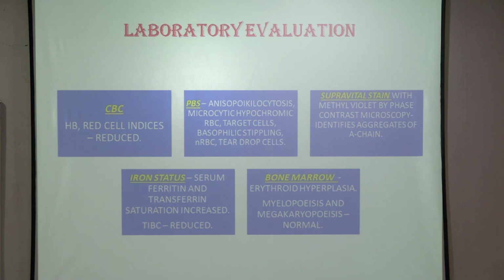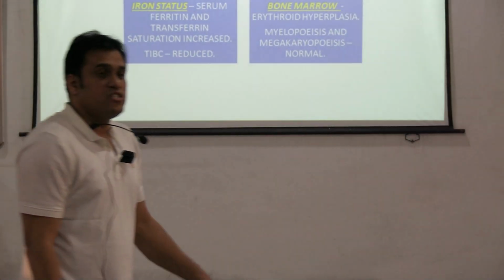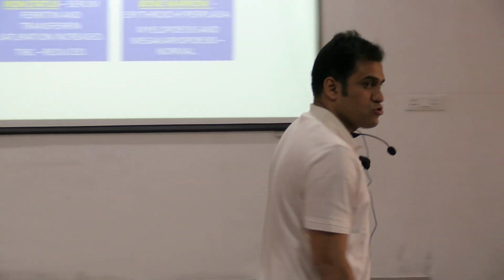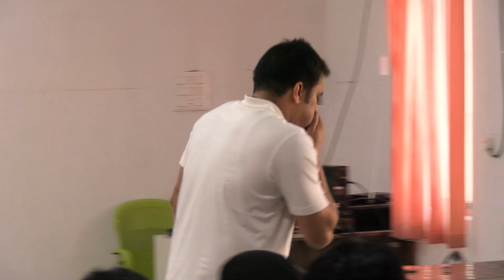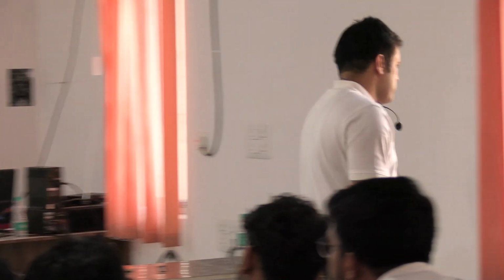Anisopoikilocytosis means what? Variation in shape and size. With microcytic hypochromic red cells, target cells. How does a target cell look like?